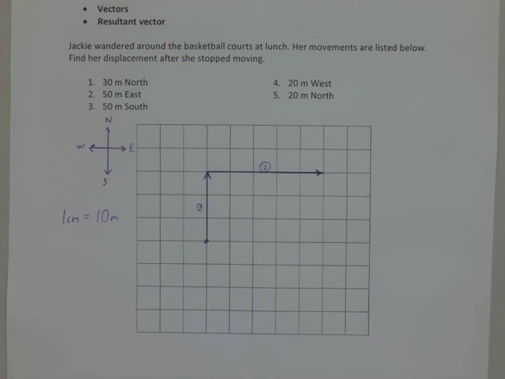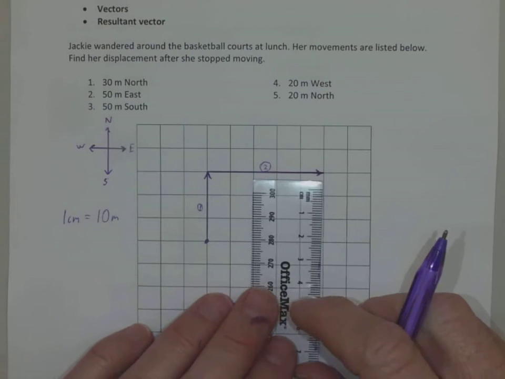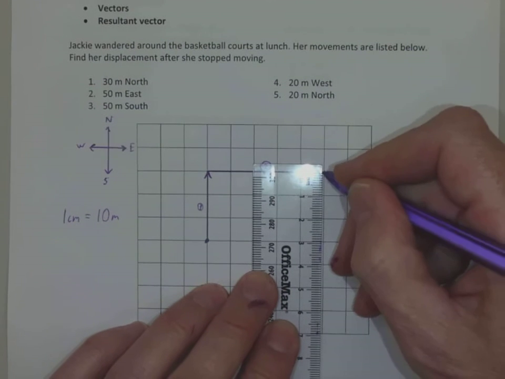Jackie then goes 50 metres south. Again, the tail of this third vector goes to the head of the second vector. And we move 50 metres south.